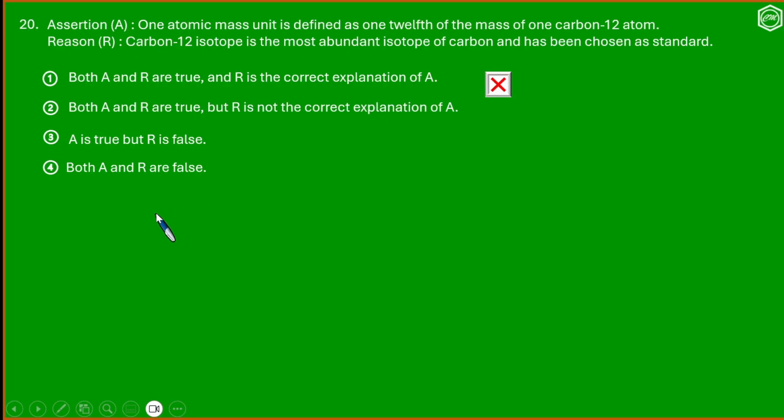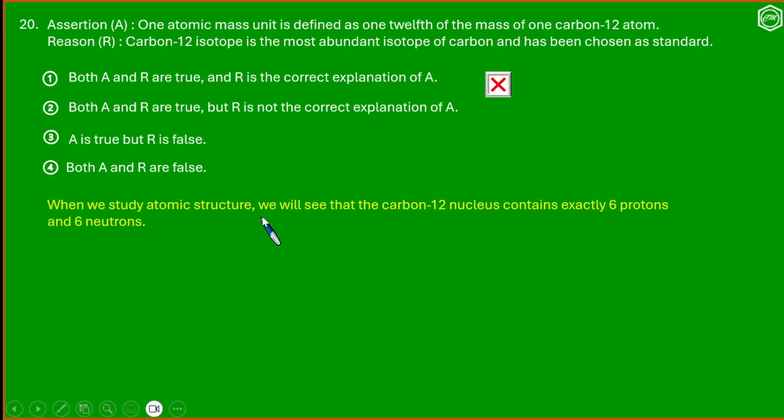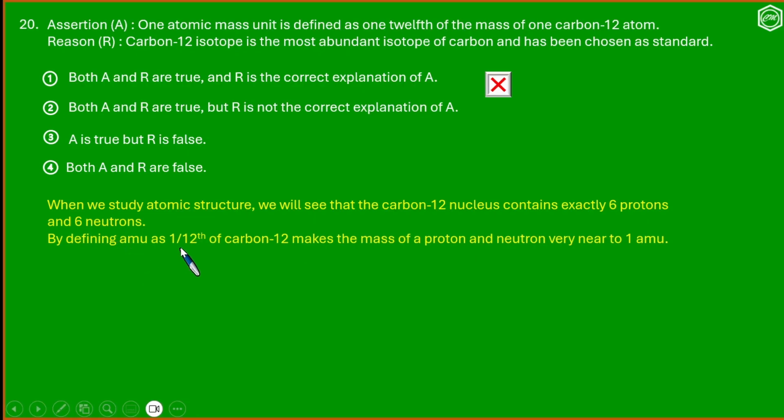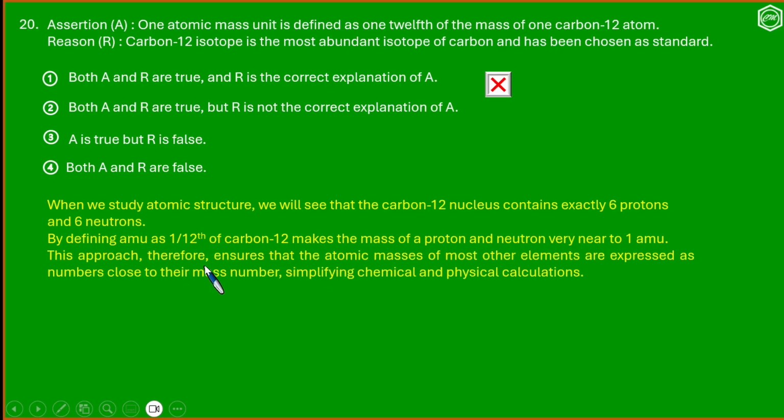So it can be explained in the following way. When we study atomic structure, we will see that carbon-12 nucleus contains exactly 6 protons and 6 neutrons. Defining amu as 1/12 of carbon-12 makes the mass of a proton and neutron very near to 1 amu. This approach therefore ensures that the atomic masses of most other elements are expressed as numbers close to their mass number, simplifying chemical and physical calculations.